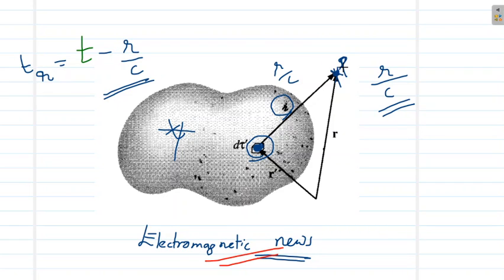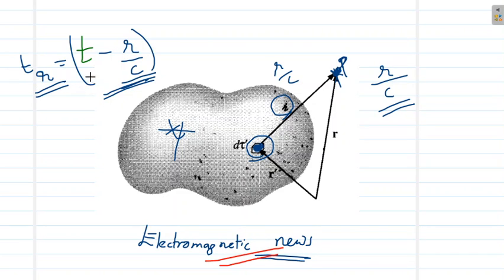And how much time earlier? We have to subtract the time taken for the electromagnetic news to travel, and that time is R by C. So T minus R by C should be the proper time, the retarded time that should be considered at the point P. So for any observer at point P, he will be experiencing the charges, the potential and field due to a charge in this configuration at a retarded time Tr.